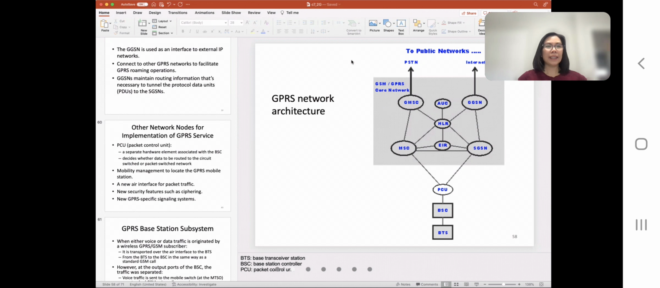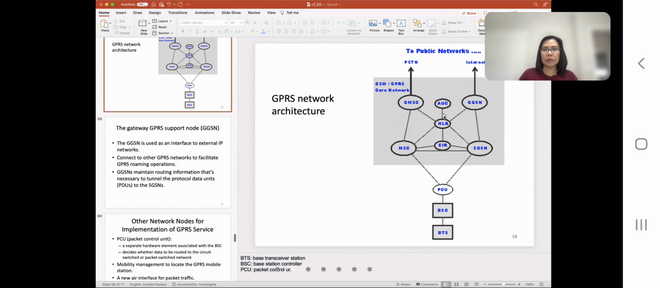So the PCU decides whether the data is to be routed to the voice component or to the data component, right? Let's say the base station receives a text message. The text message will go through the controller, and then the PCU will decide that the text message should be forwarded to the data component, right? If it is a phone call, then it will decide that it will go to the voice component of the network, right? So that's the purpose of the PCU.